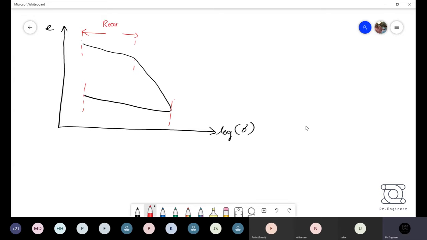This is your recompression curve. This portion is your virgin curve. And this is your rebound curve, the bottom part. If you had done the practical correctly without any errors, the gradients of these two, the recompression curve, this is Cr and this one is also Cr, should come out equal, right? And this is your Cc.